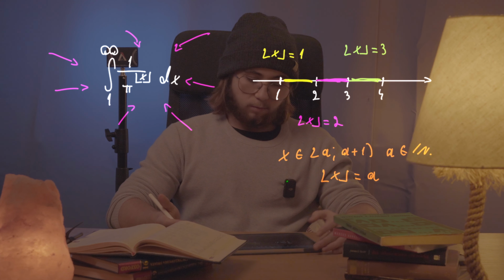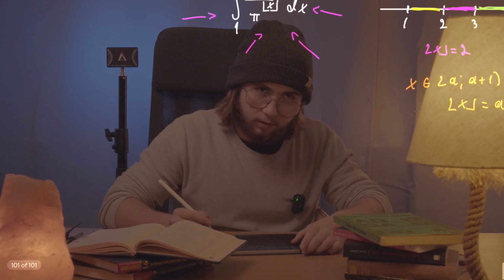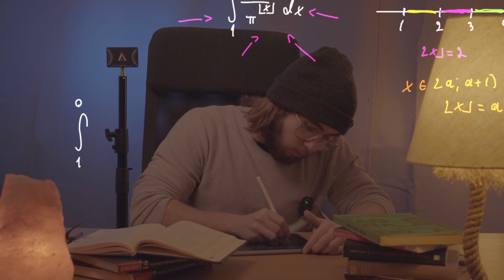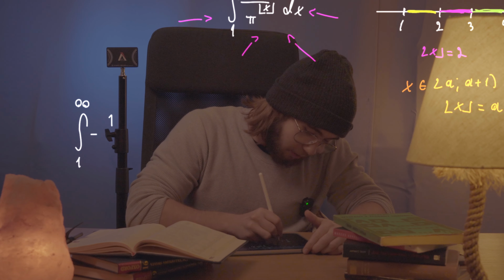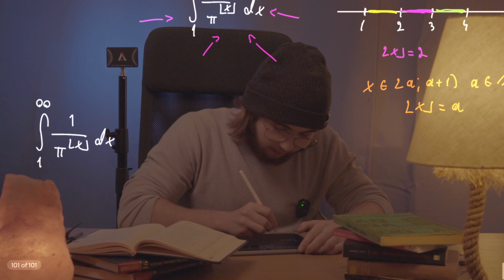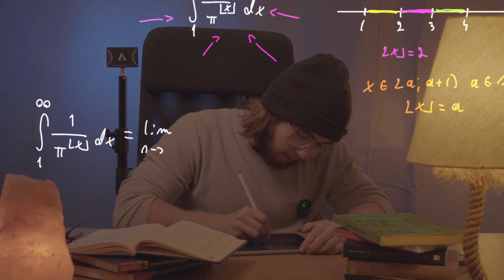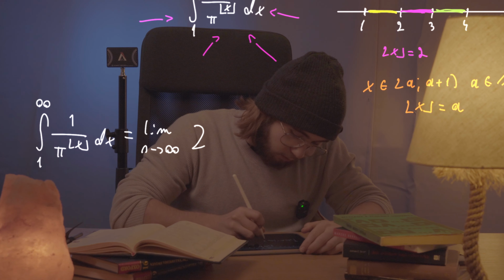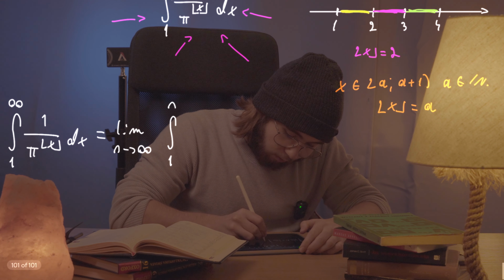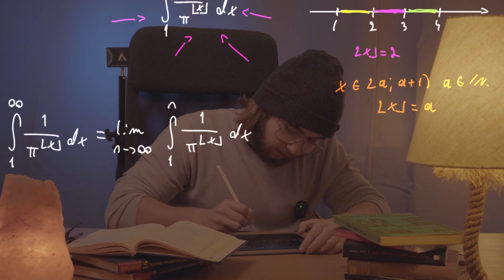You see, the nice thing is that we can rewrite this improper integral from 1 to infinity in a particular way. So we know that the improper integral from 1 up to infinity of 1 over pi to the power of the floor of x, times dx, is going to be equal to the limit as n approaches infinity of the integral from 1 up to n of 1 over pi to the power of floor of x dx.